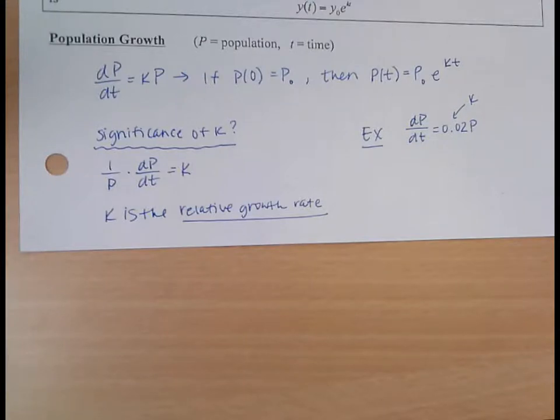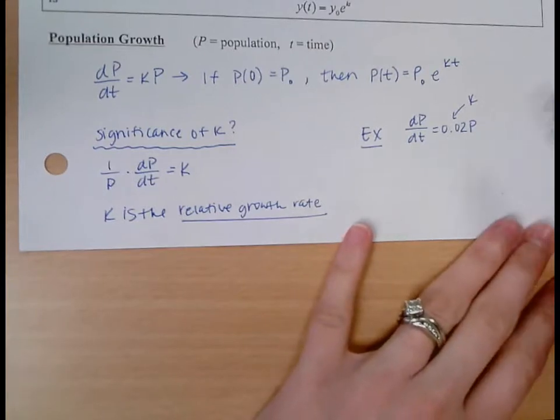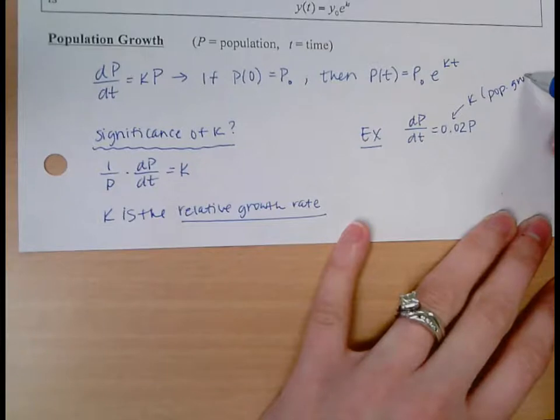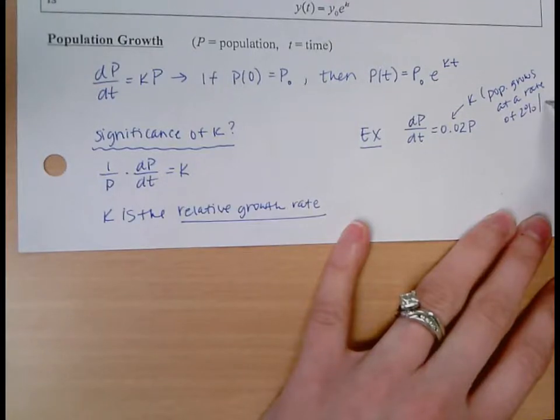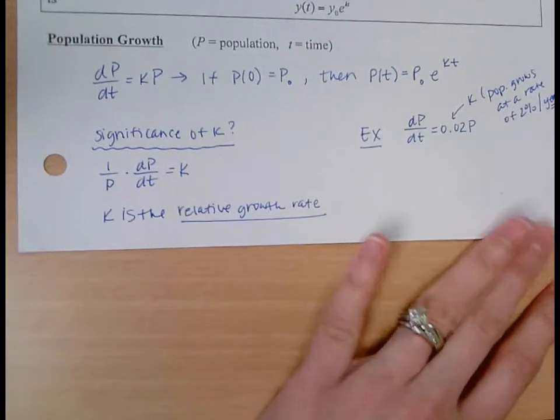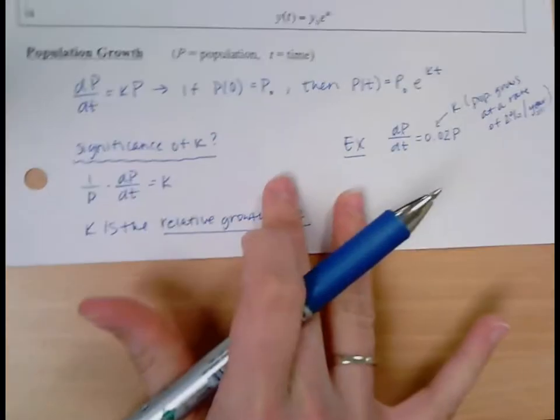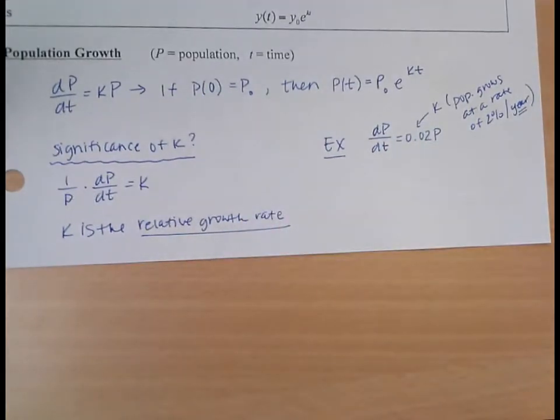Problems, though, should tell you what time is measured in. So if t was measured in years, this would represent that the population grows at a rate of 2% per year. It could be per hour, it could be per day, depending on what t is measured in, but it's often measured in years. So it represents that percentage of the rate, the relative growth rate.